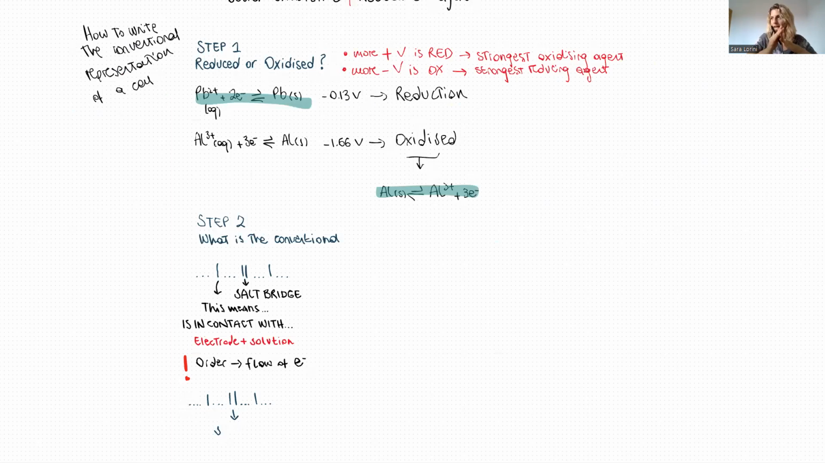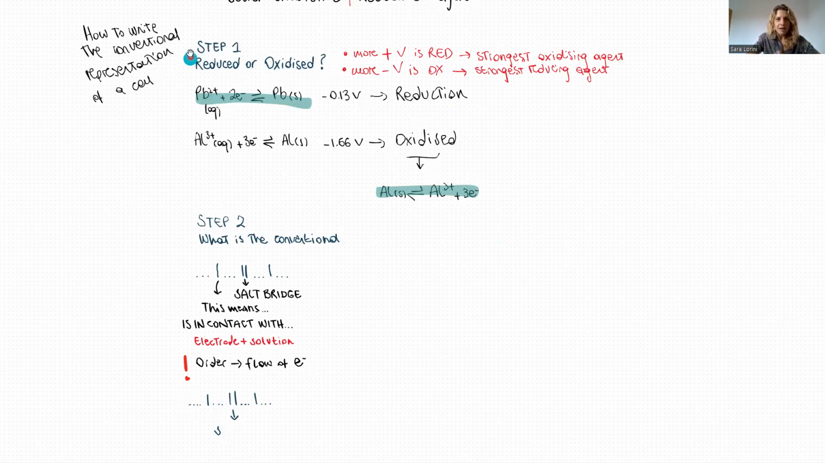Okay, this is what an electrochemical cell is. We must have two things reacting together. Now, let's say we compare lead and aluminum. I've rewritten here the half equations.